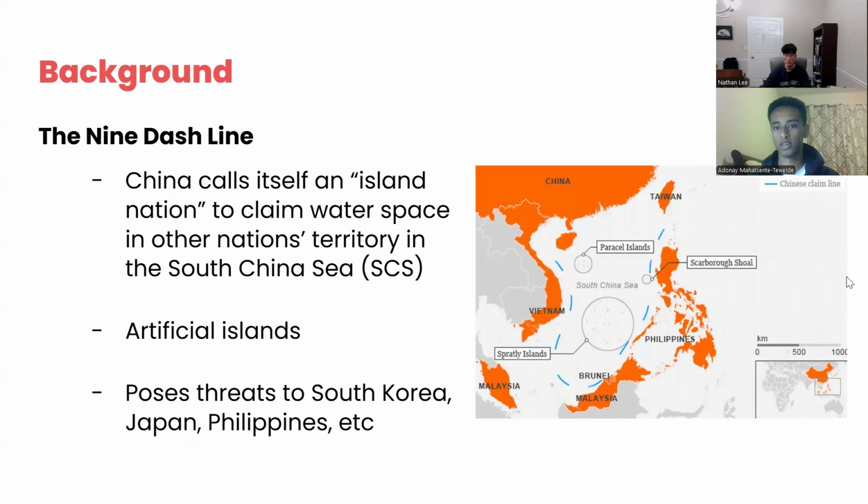So they've been really aggressive with Japanese fishing boats, have been shooting water cannons at Philippine fishermen and ships, and have overall just been trying to assert greater levels of aggression and dominance throughout the region. Particularly, they're posing a greater threat to South Korea, Japan, and the Philippines, with the Senkaku Islands being a really big hotspot for conflict between China and Japan.